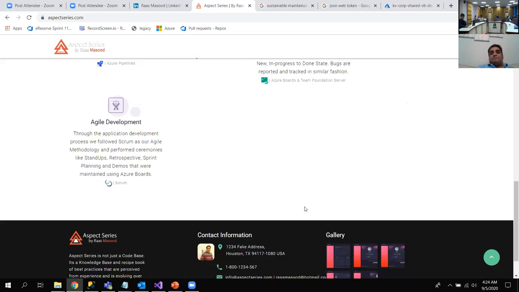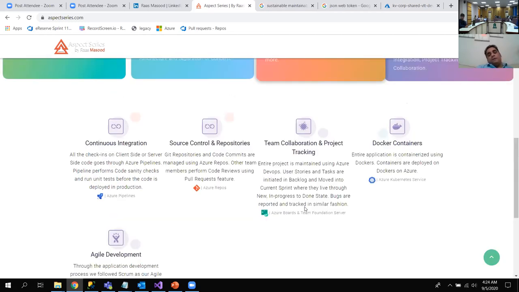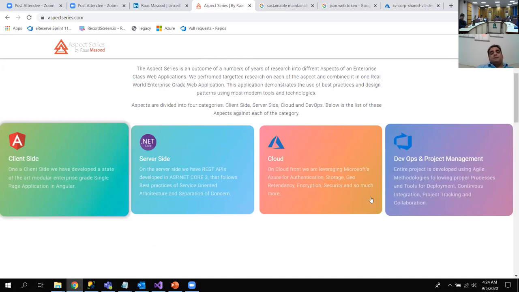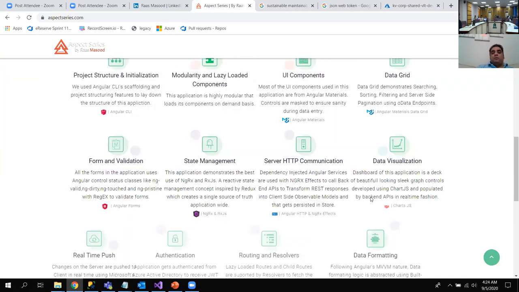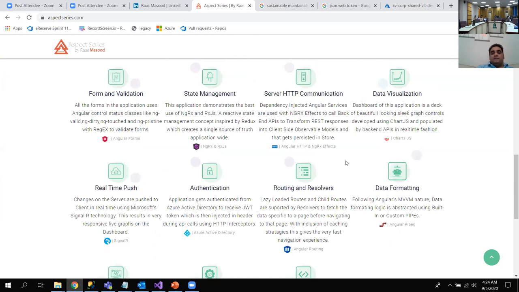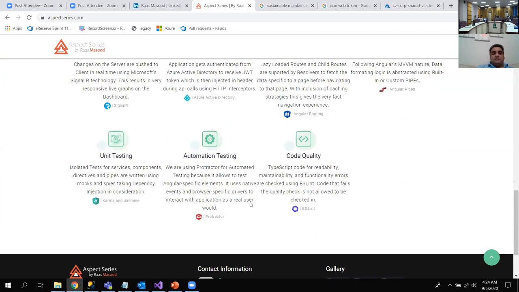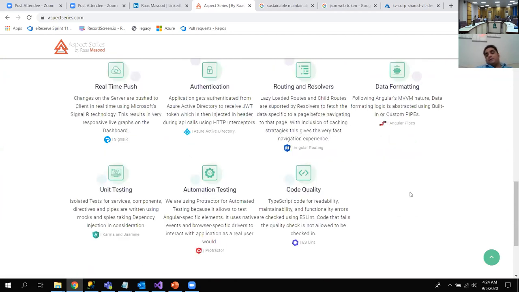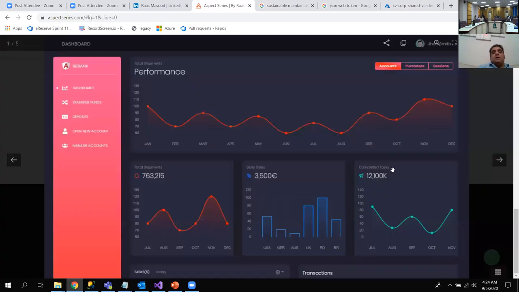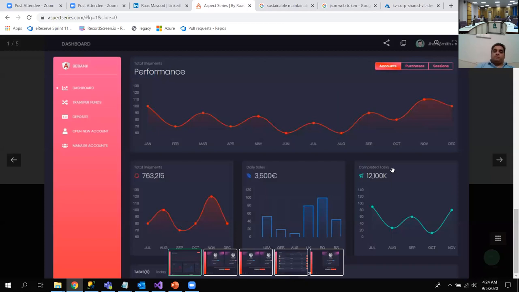So these are all the aspects I was just going through very briefly. The basic concept of this research was to research all of these things: HTTP communication, data visualization, data formatting, automation testing, unit testing, many things. What I did was research these individual aspects, and not just research, I actually injected it into a real world application, which is now in the process of getting converted into a practical workshop course or something. So yeah, that's all from my side.